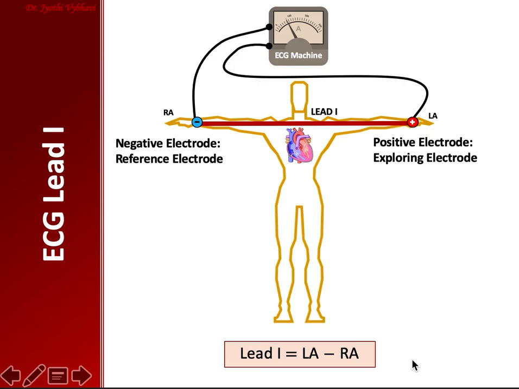Very simple. He just applied that conventionally, and he made sure that when he recorded, he got certain positive waves. That is how ECG lead 1 was made.